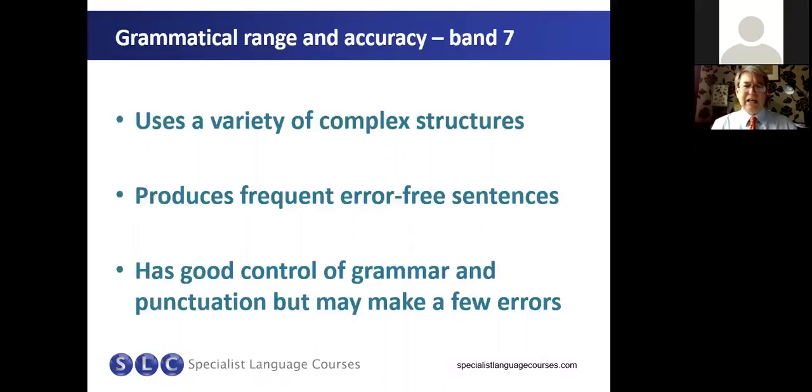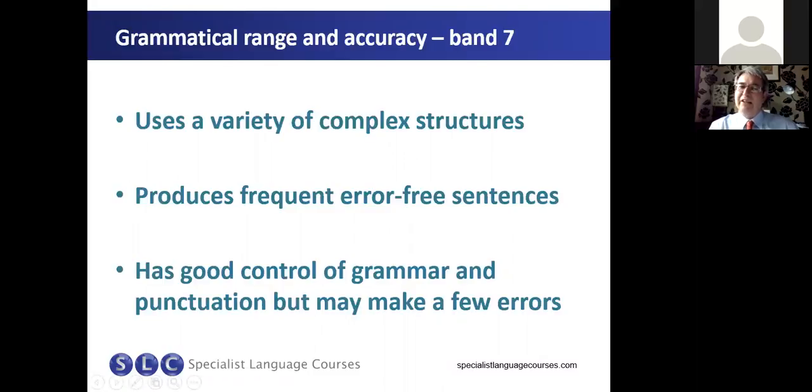Grammatical range, it's important. You need to be able to produce a number of error-free sentences. Most of you, even at band 6, band 6.5, can do that. You need to produce frequent error-free sentences of some sophistication. I don't just mean a simple sentence, but quite a complex sentence showing a bit of complex grammar. And most of you can produce error-free sentences. If there's a mistake in every sentence, it can't be band 7.